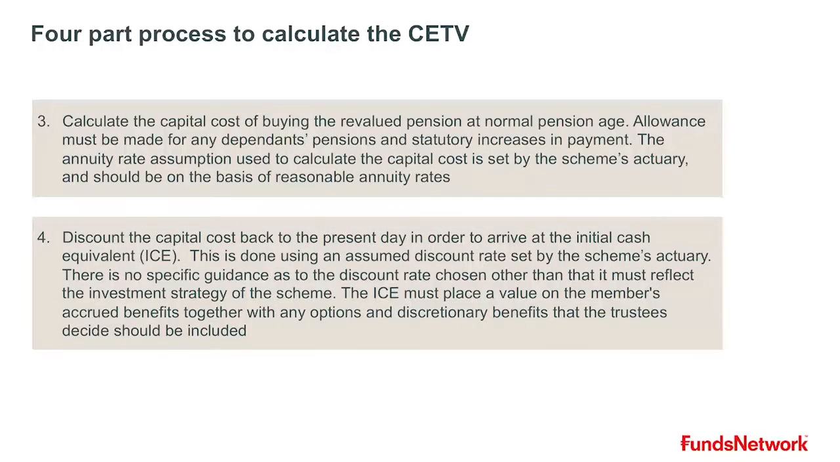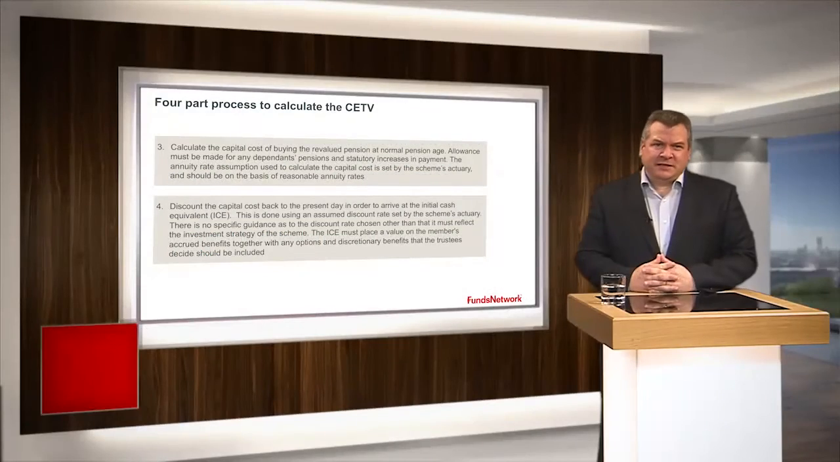The annuity rate assumption used to calculate the capital cost is set by the scheme's actuary and should be on the basis of reasonable annuity rates. Part 4. Discount the capital cost calculated in Part 3 back to the present day in order to arrive at the initial cash equivalent, the ICE. This is done using an assumed discount rate set by the scheme's actuary.